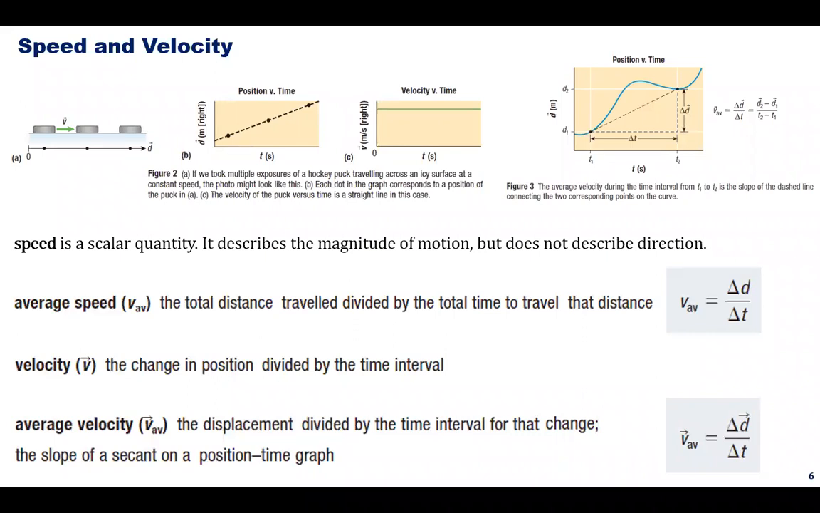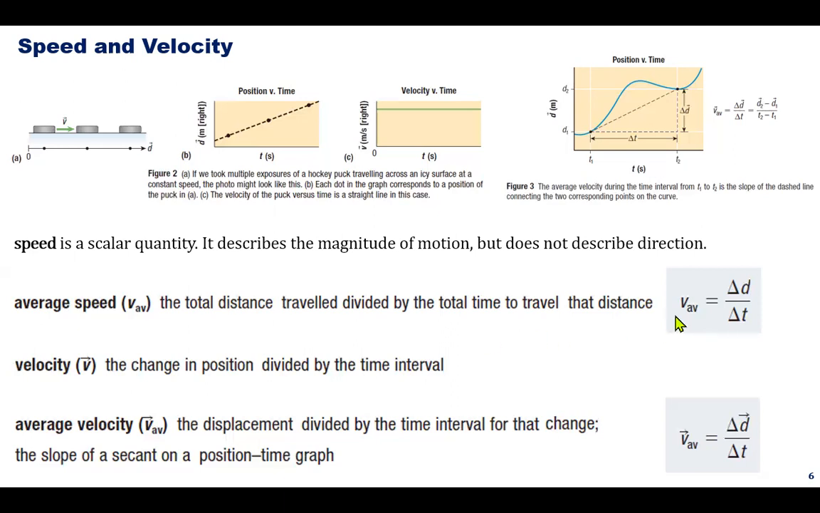The average speed of an object is the total distance traveled divided by the total time to travel that distance. Speed is a scalar quantity, it does not have a direction. The SI unit for speed is meters per second. So note that you can calculate the average speed using the following equation.